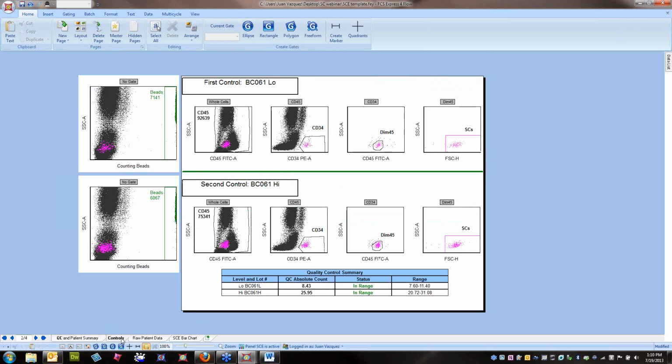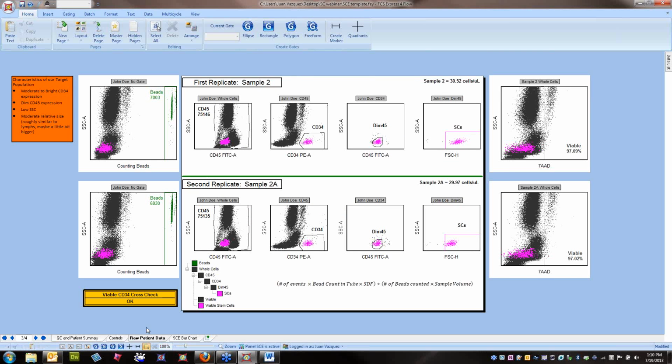Now, if I click on my controls page and my raw data page, we can focus on the raw data, and we can see what's going on here specifically. If I just look at my raw patient data page, here we could talk about the gating strategy that's involved in an ISHAGE method. So up here, what we're doing is we're trying to focus on our target population.